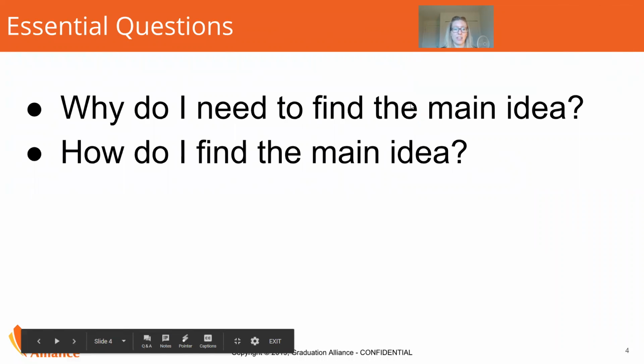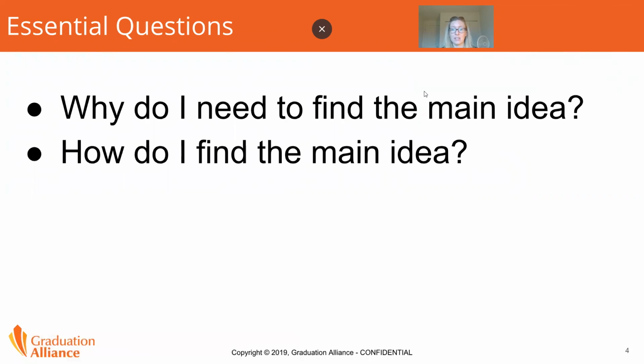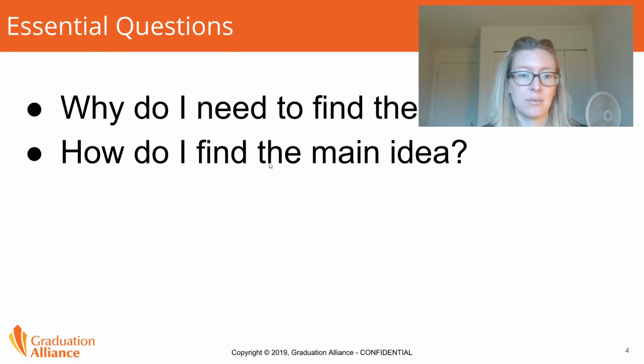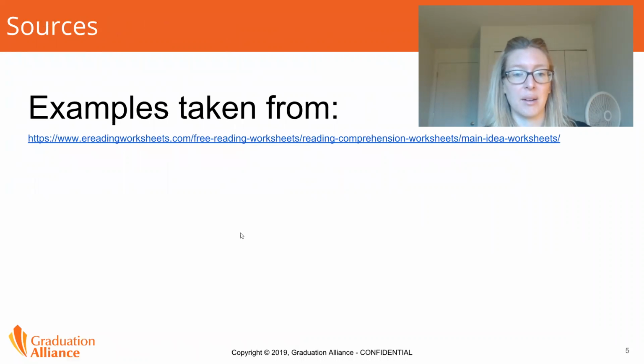So why do I need to find the main idea, and how do I find the main idea? These will be essential questions that we will answer in this lesson. All of the examples used in these lessons are from e-reading worksheets, and if you have any further questions about the main idea, you should check out this website. You can find the link there. It's a great free resource.